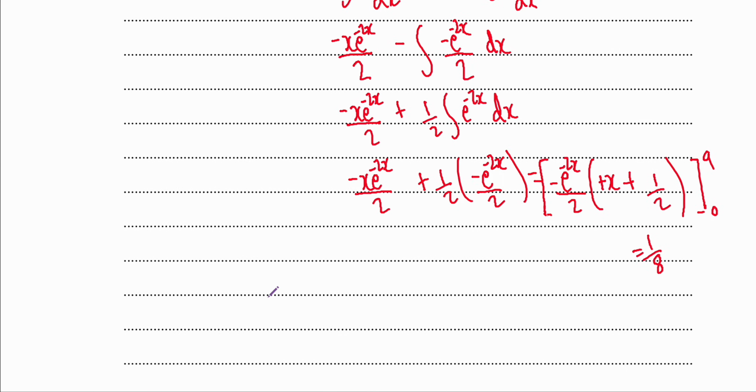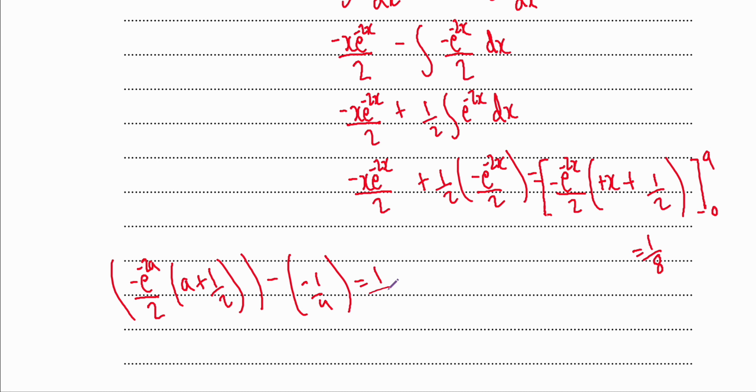So let's try. So you have negative e to the negative 2a divided by 2. I'm just putting a in for x over here. And then you have a plus a half. And you have all that in brackets. And then from there you subtract. When you put 0 in here, you get e to the 0 is just 1. So you have negative a half times 0 plus a half. So you have negative 1 over 4. And that is equal to 1 over 8.